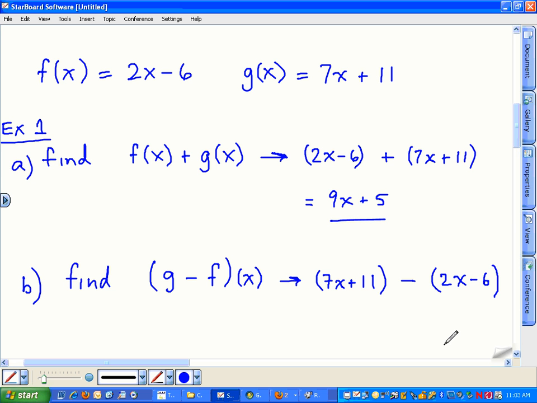Everybody stop for just a second. Everybody freeze. Stop writing for just a second. I want to explain this whole idea with parentheses. If they're in parentheses, what are you really subtracting? Are you subtracting just the 2x? You're subtracting the 2x and the minus 6, which is what you are supposed to do.